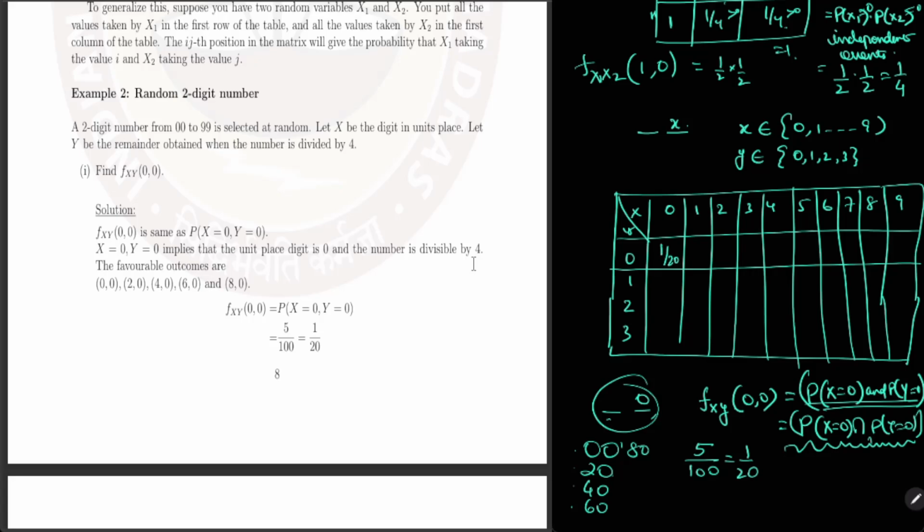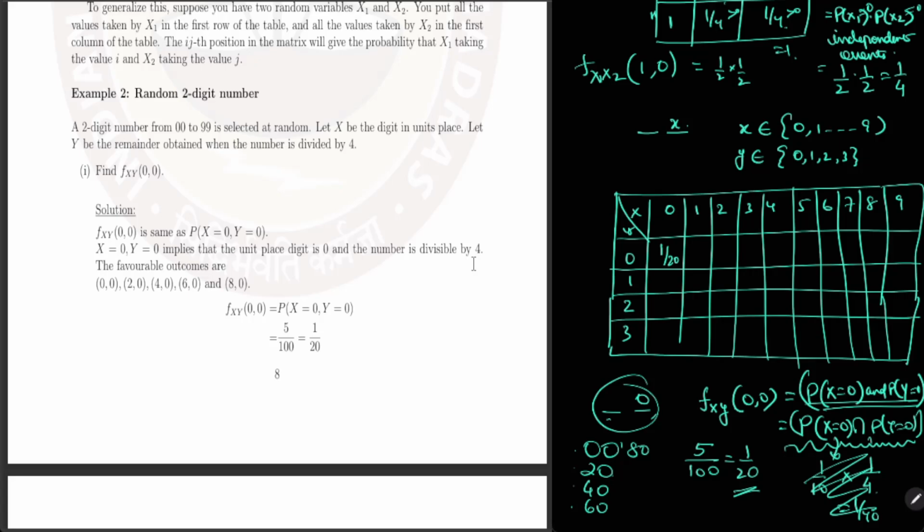Now, p of x equal to 0, which we saw earlier, was 1 by 10, and p of y equal to 0 was 1 by 4. This is 1 by 4. This is not equal to this, so they are not independent. Similarly, we will do everything.